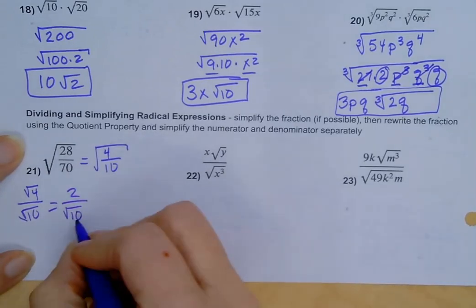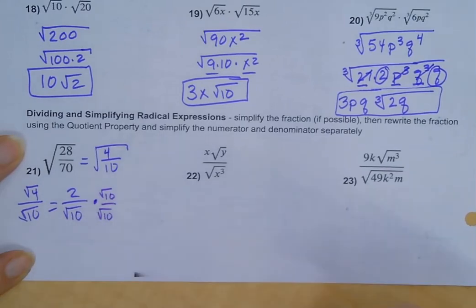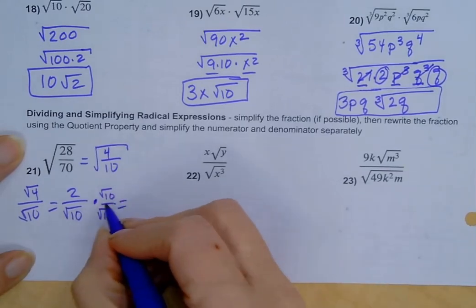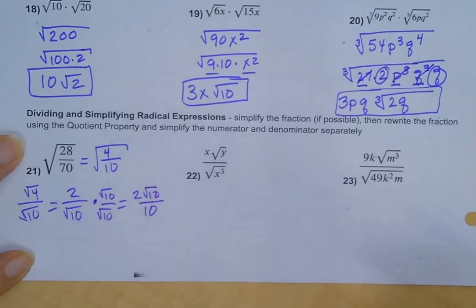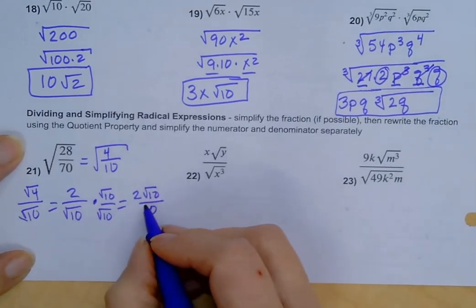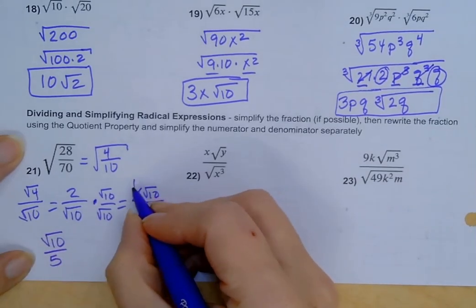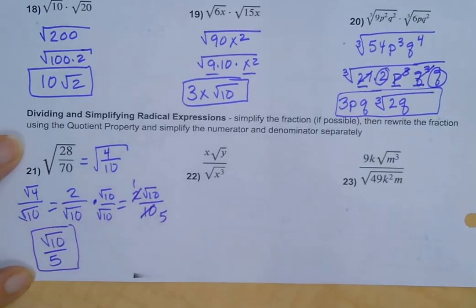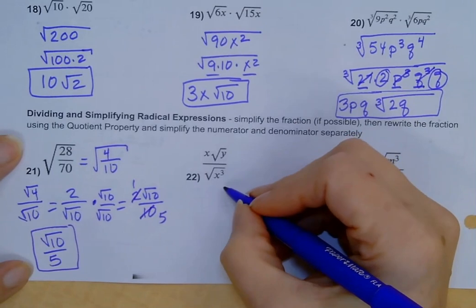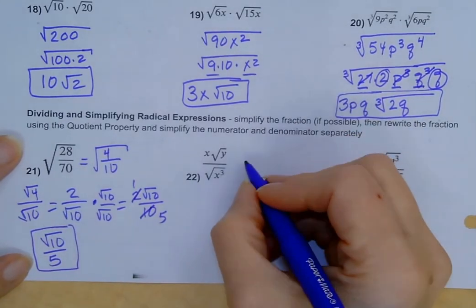But wait, I can't have a radical in the denominator, so I'm going to multiply it by square root of 10 over square root of 10. And my answer is 2 roots of 10 all over 10. But wait, big alert, right? I can simplify 2/10. So it's really the square root of 10 over 5, right? 2 goes into 2 1 time, and 2 goes into 10 5 times. There's my answer.